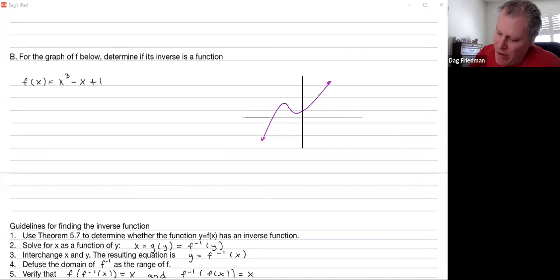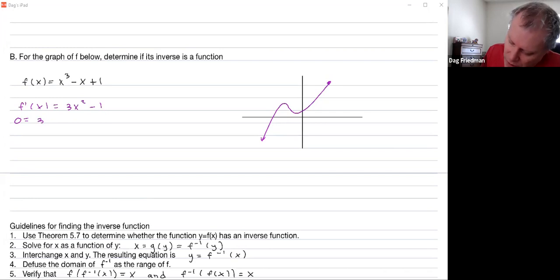So in this case, I take my derivative. f prime of x equals 3x squared minus 1. I think you guys would agree this thing has critical numbers, which is okay. I want to emphasize having critical numbers isn't bad, but let's see what happens. So 0 equals 3x squared minus 1. So 3x squared equals 1. x squared equals 1/3. x equals plus or minus the square root of 1/3.